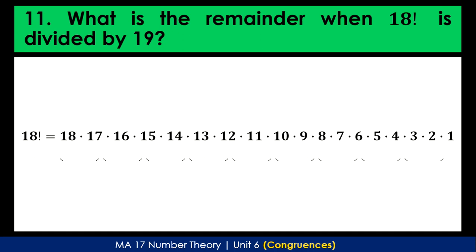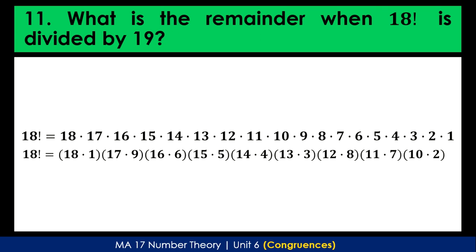Let's regroup that as 18 times 1, 17 times 9, 16 times 6, 15 times 5, 14 times 4, 13 times 3, 12 times 8, 11 times 7, and 10 times 2. 18 times 1 is obviously 18, and if we divide it by 19, we have a remainder of 18. But we can use the negative residue, which is negative 1. Then we have 17 times 9.